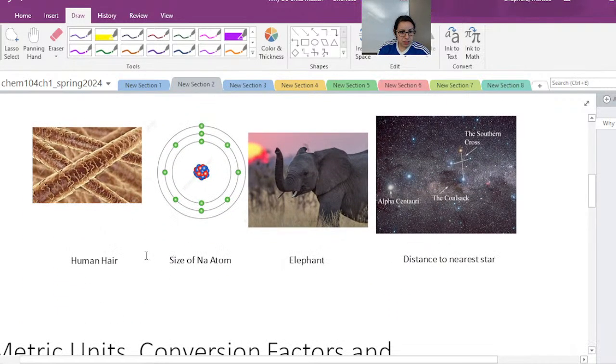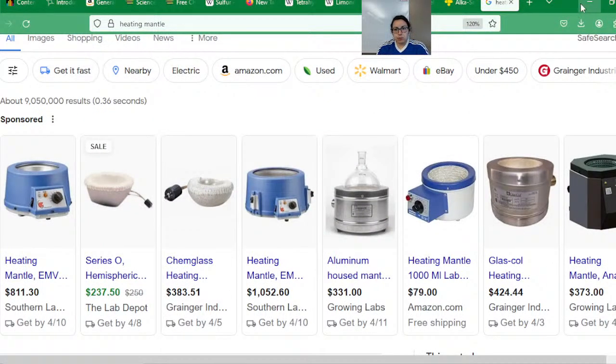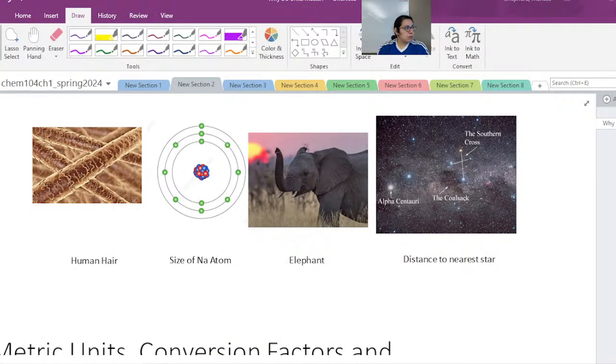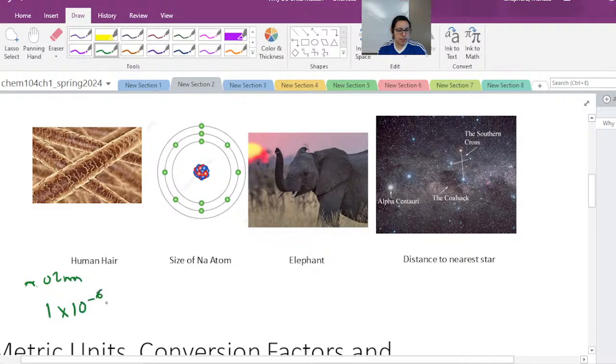The other thing is, science deals with a wide range of things. Just for fun, can anyone guess what the size of a human hair is? 0.01 or 0.02 millimeters. I think that's pretty close. 0.02 millimeters, that's a good guess. So hair is on the micrometer scale. 1 times 10 to the negative 6 is micro. So that's pretty close to what your guess was. And then what about the size of an atom? Any guesses?